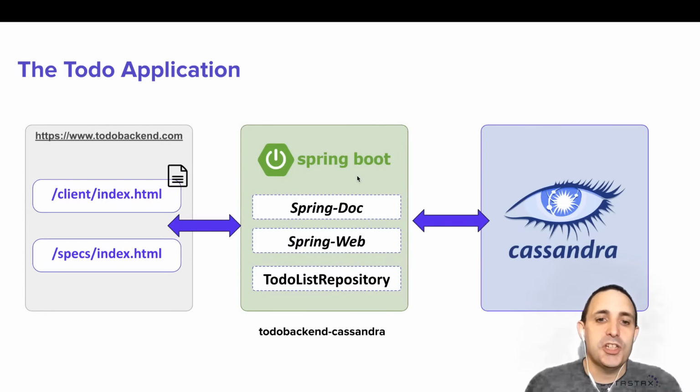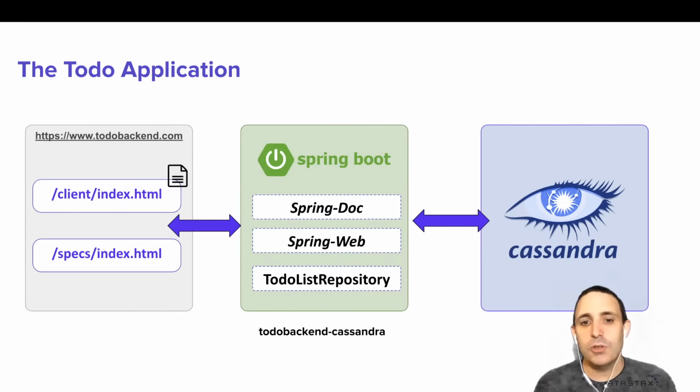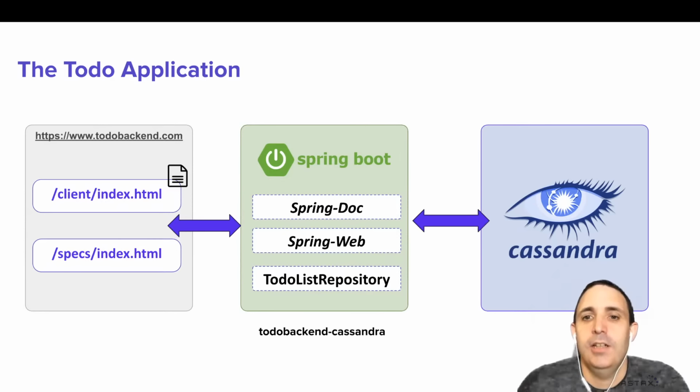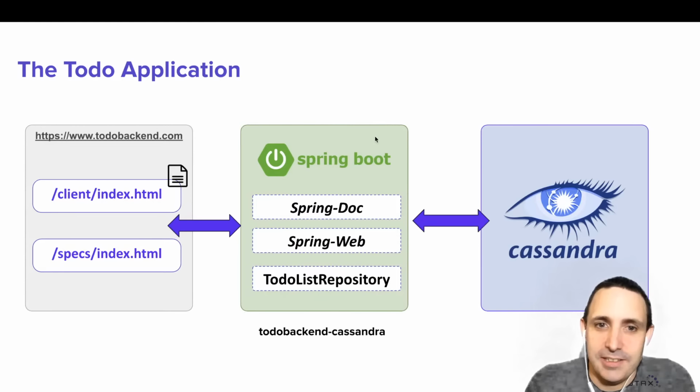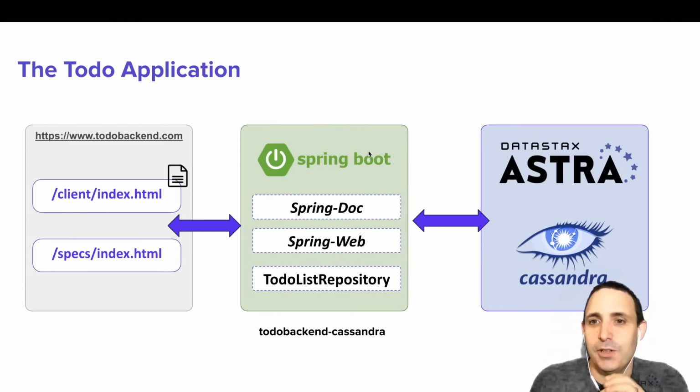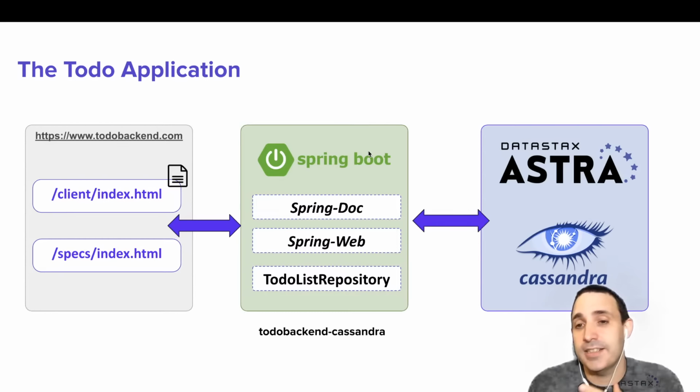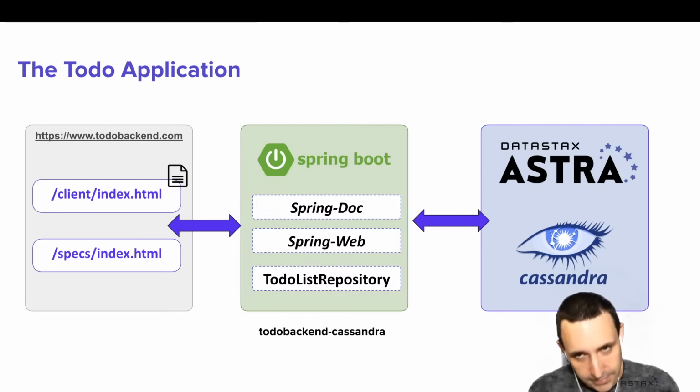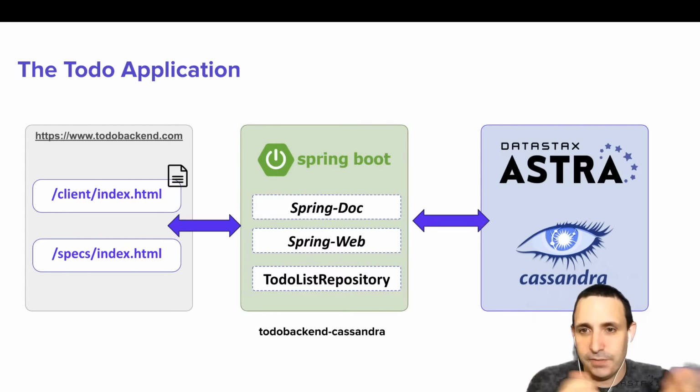So we will change the to-do list repository to connect to Cassandra. But there is a little issue here. We don't have Cassandra yet. And yeah, we got you covered, of course, with DataStax Astra, Cassandra as a service in the cloud. Again, you don't have to install anything.